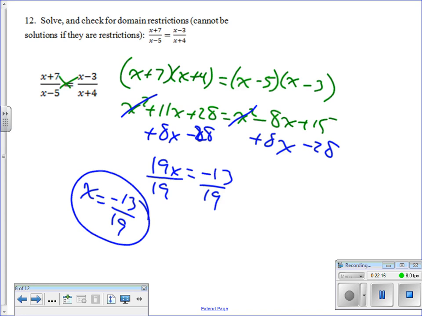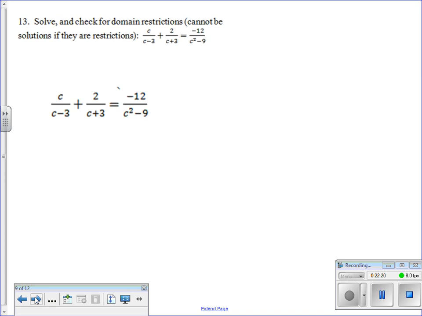Questions before moving on? Okay. Solve, check for any domain restrictions. In other words, look for any extraneous solutions. Once again, all I did was copy down here to give more room to work. I suggest on your test you do kind of the same thing because there isn't a lot of room to work on that. You want to have room to work with it.